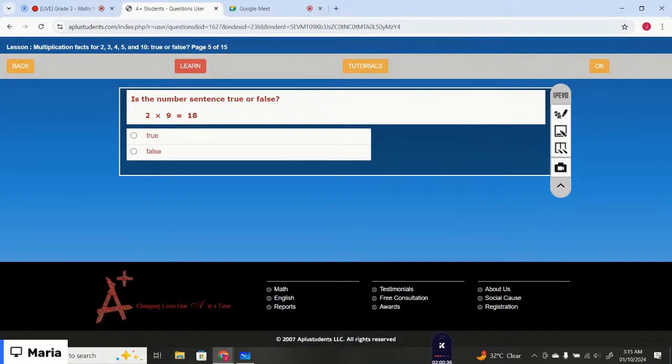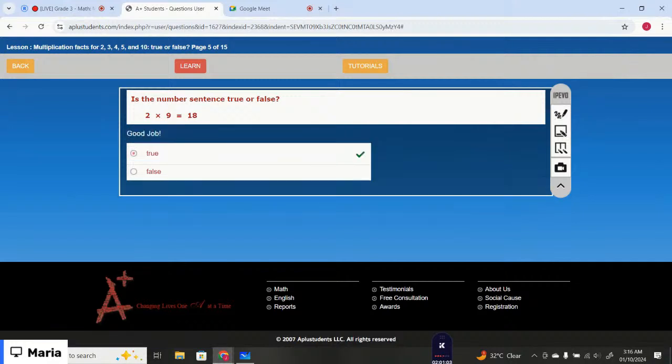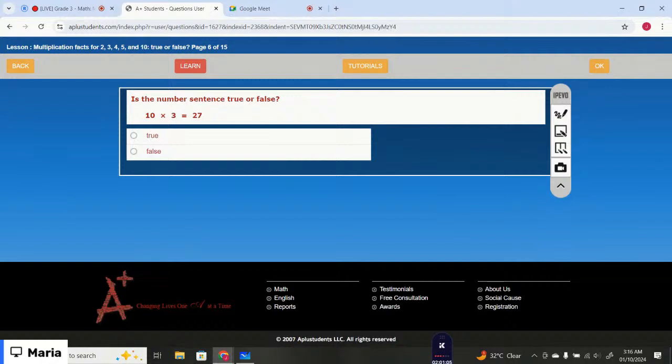Is the number sentence true or false? 2 times 9 equals 18. Is it true or false? Yes, true it is. Both sides are exactly equal. 2 times 9 is 18. So option number 1 is the correct option.